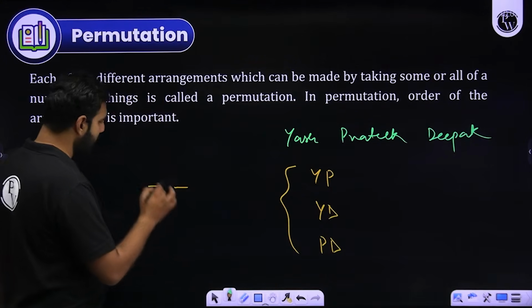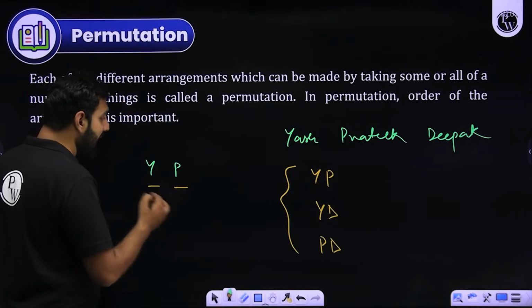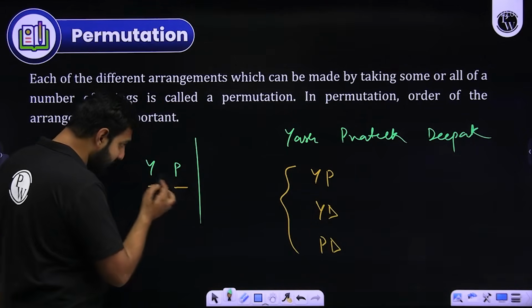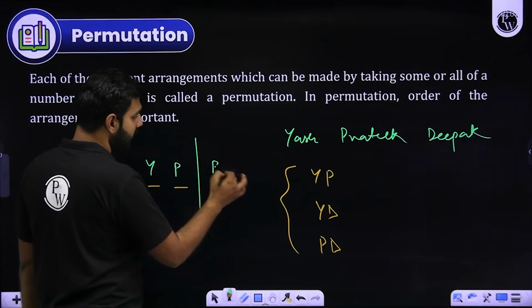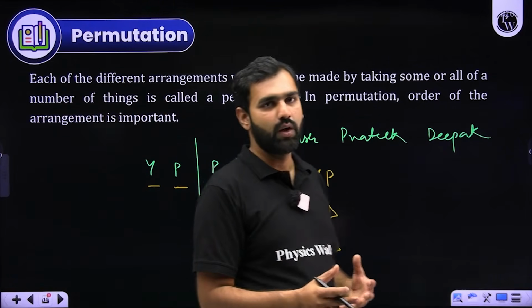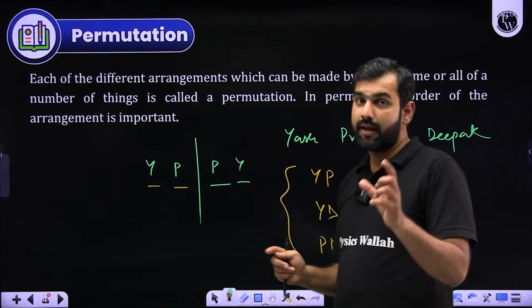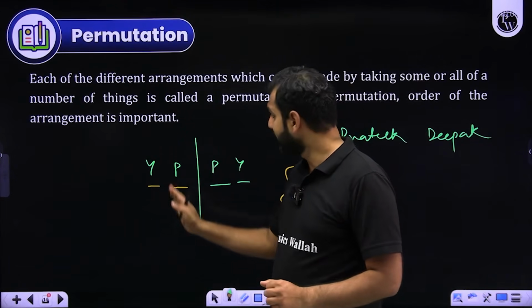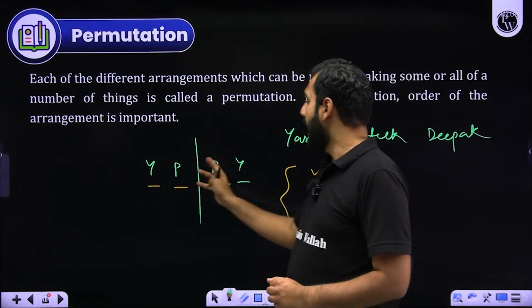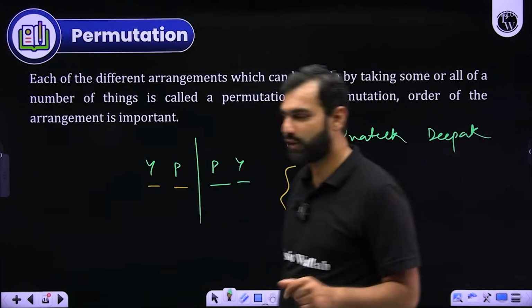Because one of the photographs may have Yash on the left and Pratik on the right, and the second photograph with the same persons may have Pratik on the left and Yash on the right. So here, the order matters. Why? Because no matter whether you choose Yash Pratik or Pratik Yash, Yash was on the left in the first scenario, and in the second scenario, Yash is on the right. So that's the case which you need to pay attention to.